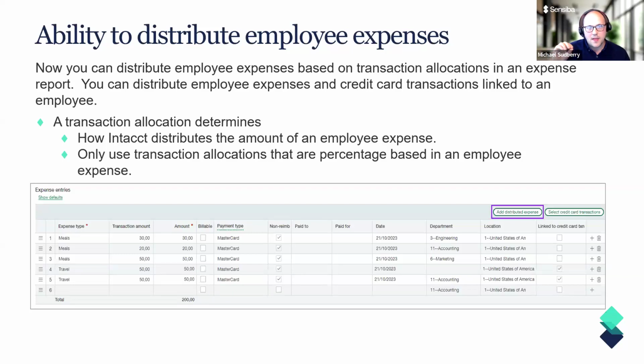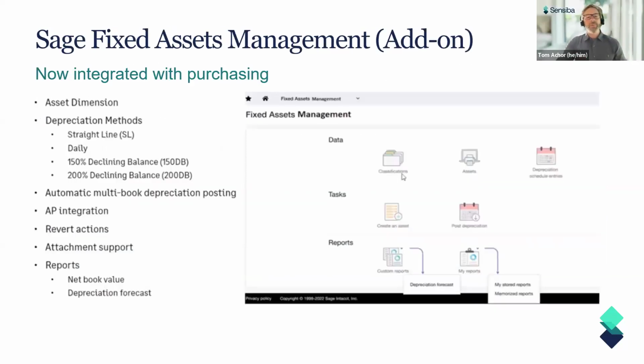Now, the only thing is it does have to be percentage based, which is typically how it would be done. But if it was like a fixed number allocation, it's not going to pick up here. So that's the only sort of caution I would give with this. But it is a neat feature. If you're using project billing and you have employee expenses that need to be allocated, now you can do that at the time of entering that employee expense. Yeah, that's another thing. It'll save some steps.